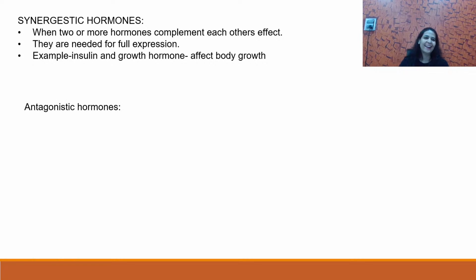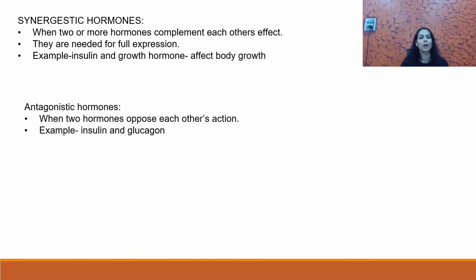The next is antagonistic hormones. Antagonistic hormones are absolutely opposite to synergistic. They spoil each other's work. Synergistic hormones improve each other's work, antagonistic hormones spoil others' work. So when hormones oppose each other's action, they are antagonistic. Insulin and glucagon: insulin decreases blood glucose level, glucagon increases blood glucose level.